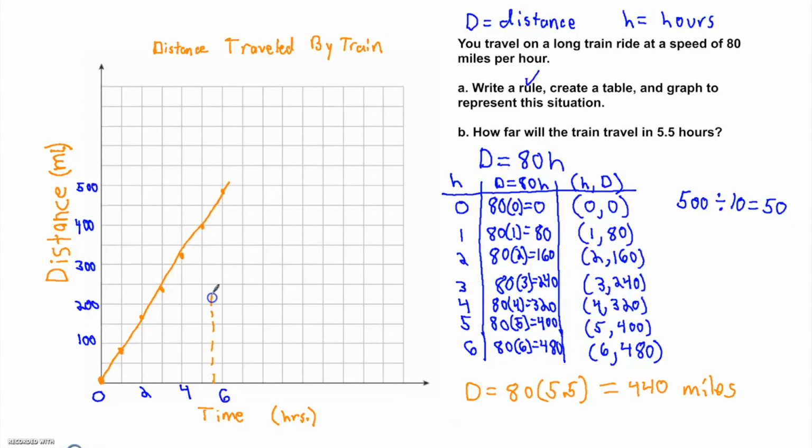Or you could look at the graph and you could say, well, 5.5 hours is roughly here. Trace up with your eyes all the way up to here. And hey, look what point we get. About 440. That'll give you an approximate. This plugging into the function will give you an exact. There you have it, peeps.